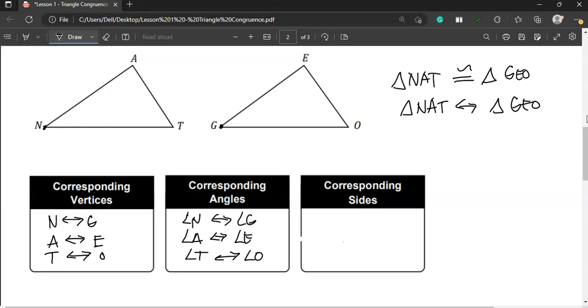You can also pause this video so that you can try answering the next questions before you proceed to playing the video. Next, we have the corresponding sides. We have segment NA corresponds to segment GE. Then we also have AT corresponds to EO. And finally, we have NT corresponds to GO.